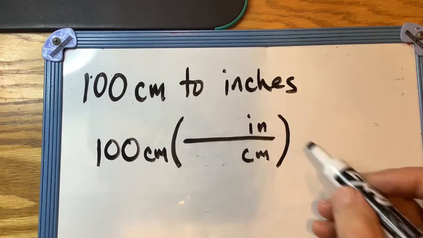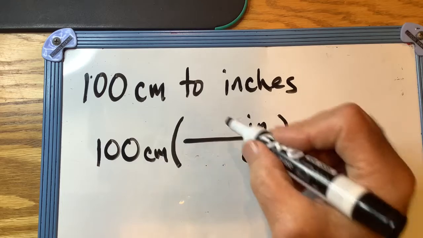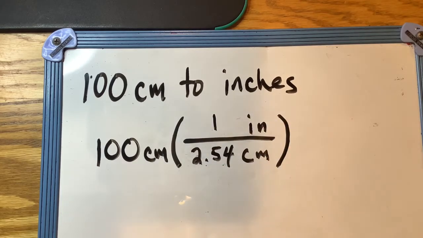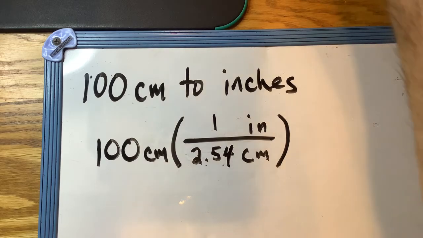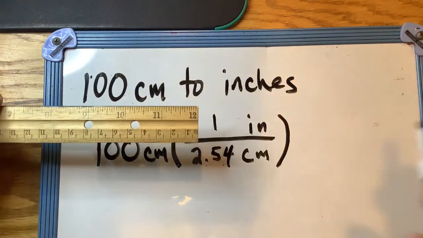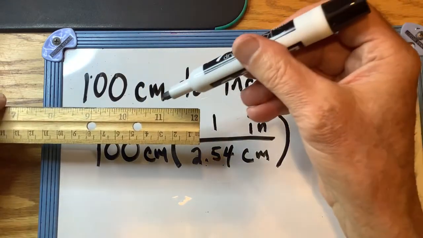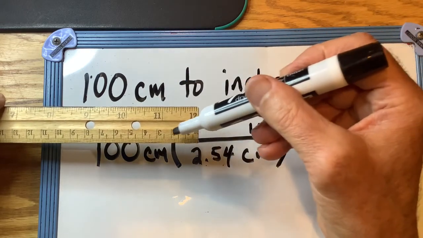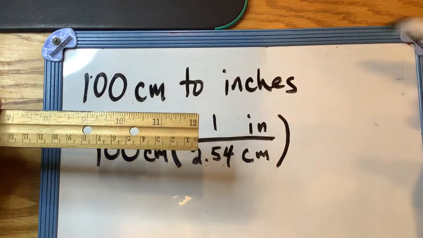And we know the conversion factor: for every 1 inch, there's 2.54 centimeters. So you can check that out on a ruler here. From 11 to 12, that's 1 inch, and there's 1, 2, and then 5, 4, so 2.54.